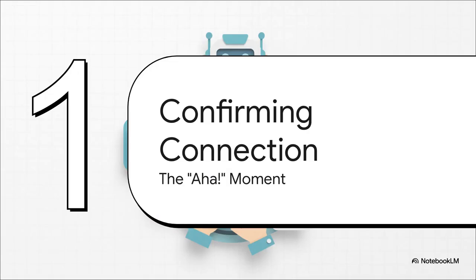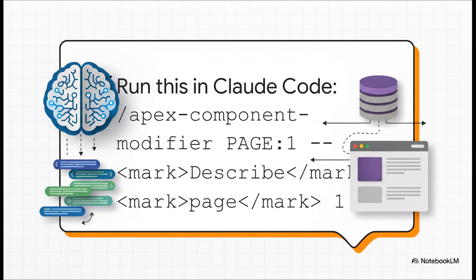And that brings us to step 5. This is the moment of truth, the aha moment. We've done all the hard work, all the setup. Now it's time to see if Claude, SQLcl, and your Apex app are all playing nicely together. So, to check if everything is working, just run this one command in Claude Code. What you're doing here is calling the skill we just installed, and you're giving it a really simple task: describe page 1 of your app.